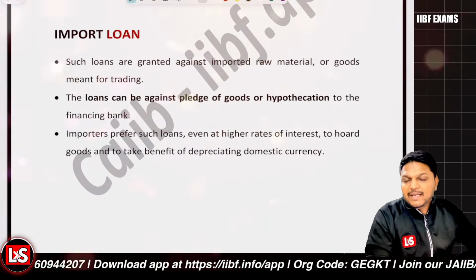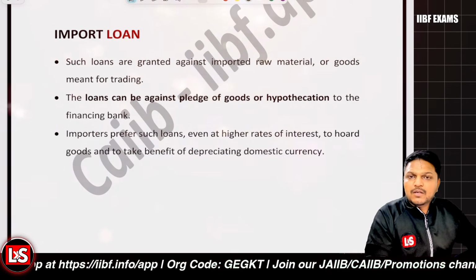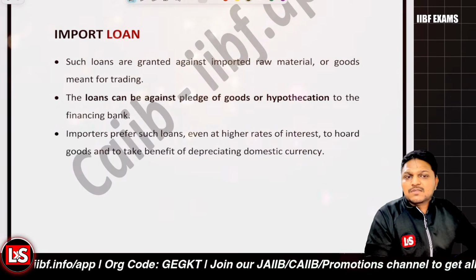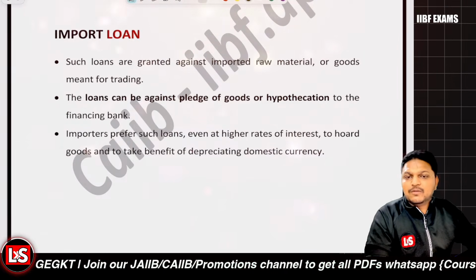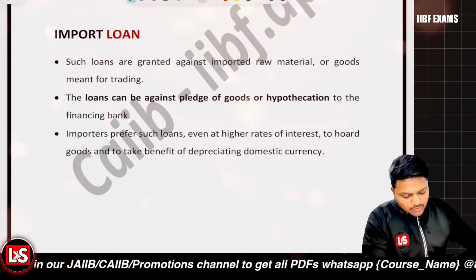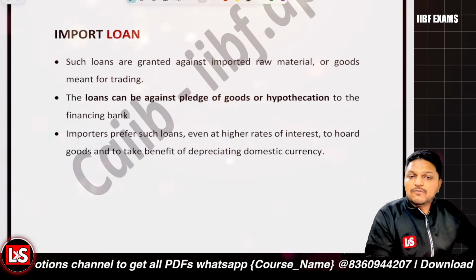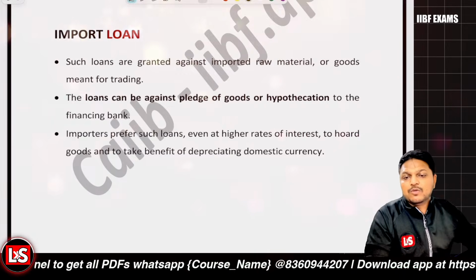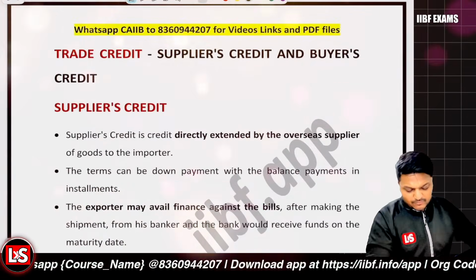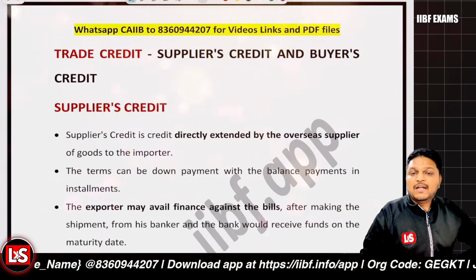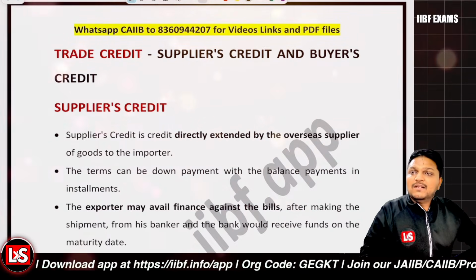Or it could be an import loan, like for procuring raw material for trading purposes, right? A loan can be sanctioned. That particular loan will be sanctioned on the security of the pledge of the goods or hypothecation to the financing bank. And further, it's about the trade credit, very much important, which can be allowed. It could be the supplier's credit, or it could be the buyer's credit.